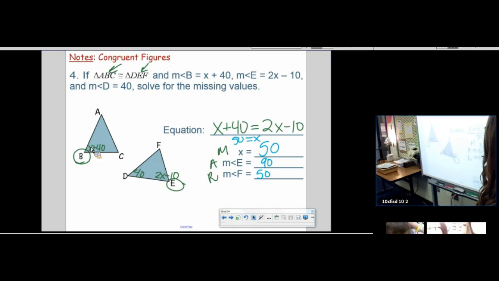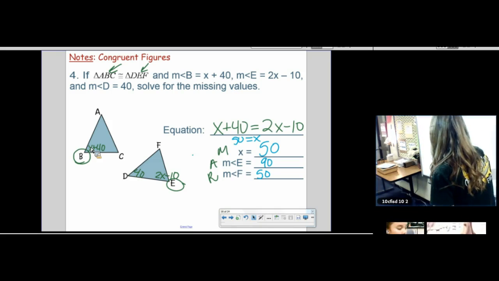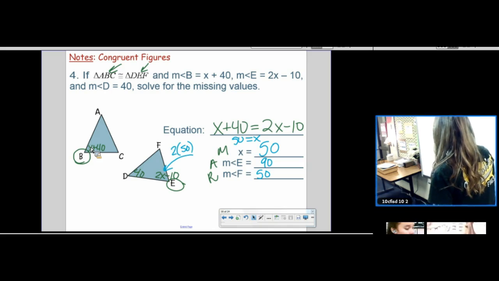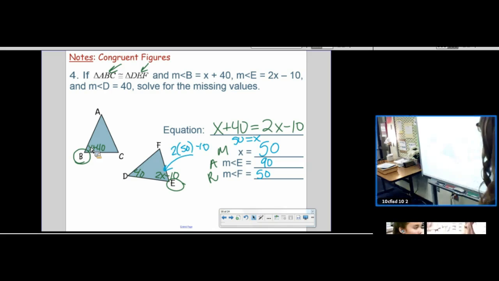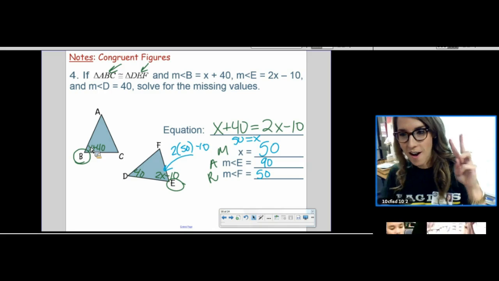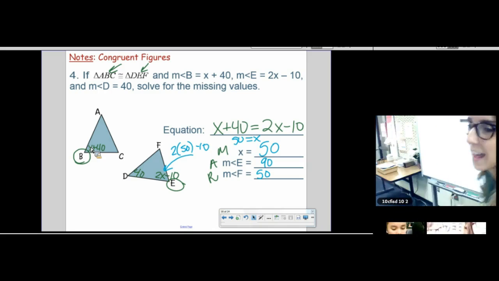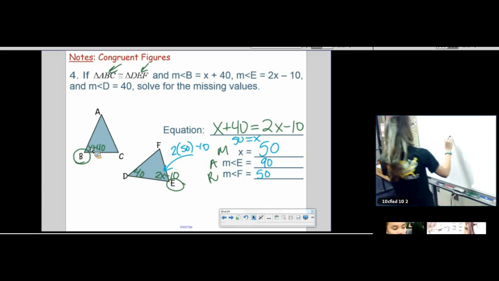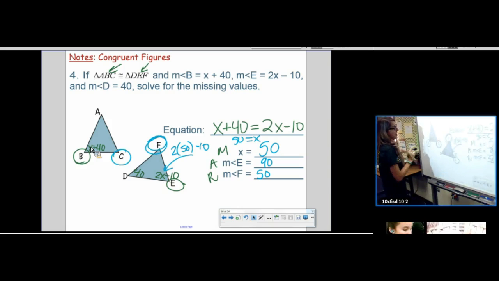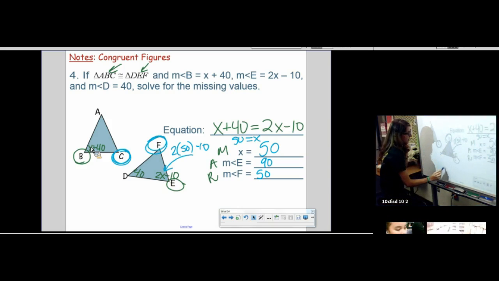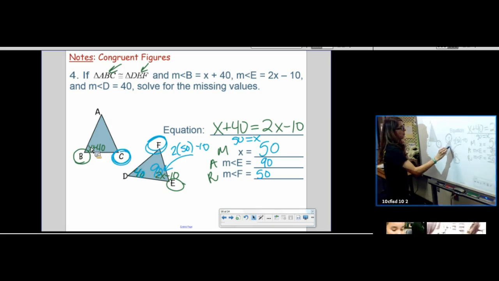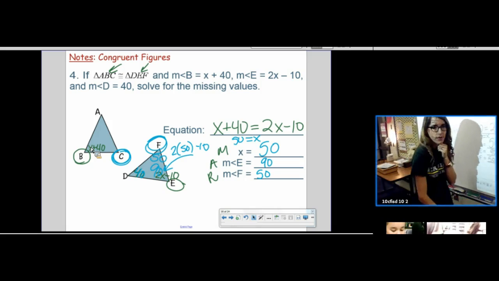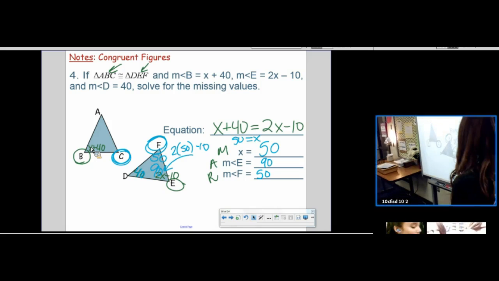Very good. Now the measure of angle E. We'd want to take 50 and plug it in here. 2 times 50 minus 10, so that would be 90. So that was a right triangle, not drawn to scale. And then angle F. Angle F goes with angle C, so we need to find the missing angle. If this is 90 and this is 40, we can add them up and subtract from 180, and yes, you will get 50. Moving right along.